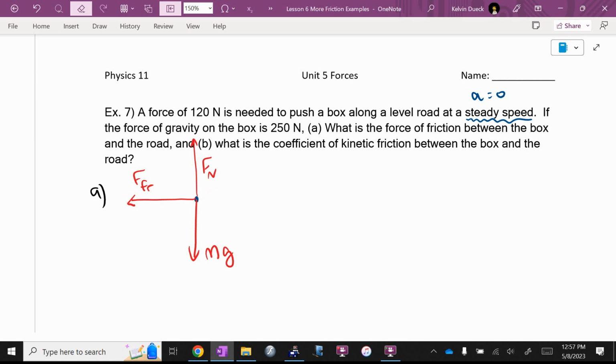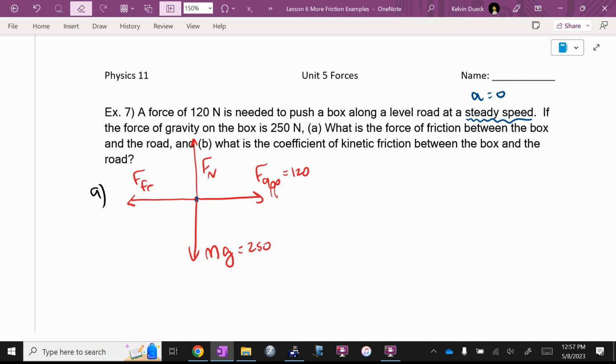Why must it be the same size? Steady speed, baby. A is 0. Okay. I'm going to write F app. And you know what? Since they gave me numbers, I'll put the 120 there, and I'll even put the 250 there.